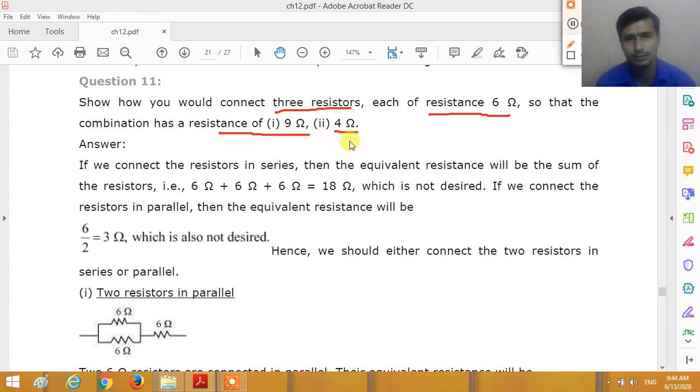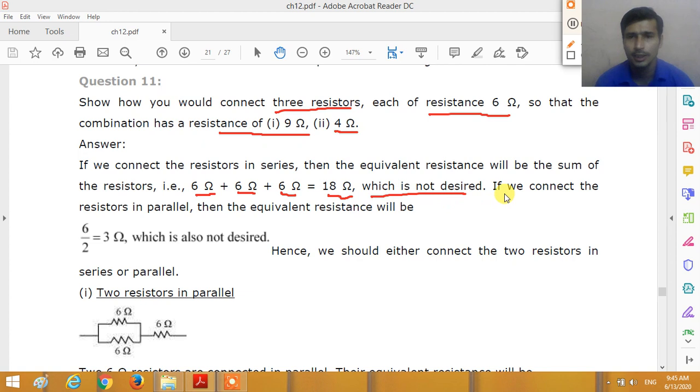So let us assume that all 3 resistors of resistance 6 ohm are connected in series. If we connect the resistors in series, then the equivalent resistance will be the sum of each resistance. So we get 6 ohm plus 6 ohm plus 6 ohm, which is 18 ohm. Which is not desired. With the series connection of 3 resistors, we would not obtain a 9 ohm equivalent resistance.